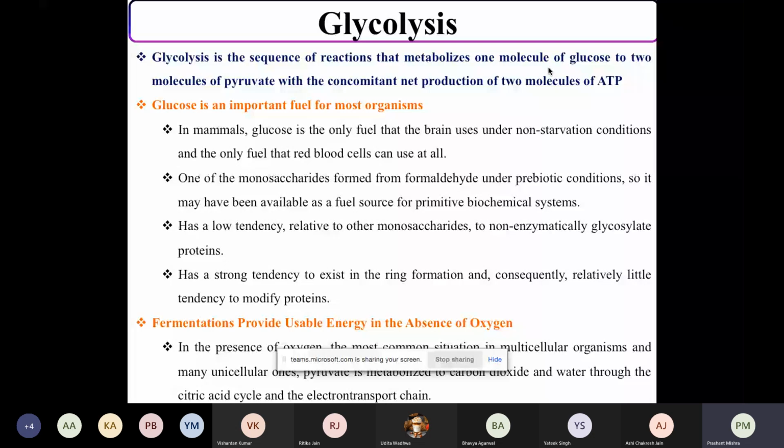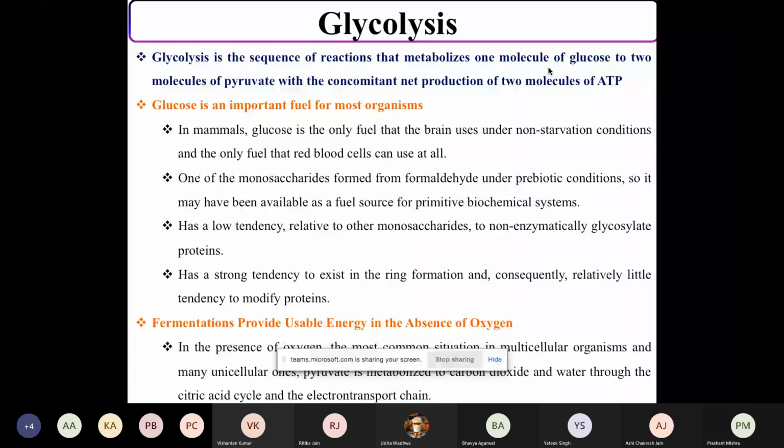Glucose has been chosen probably because it has a low tendency, compared to other monosaccharides, to non-enzymatically glycosylate proteins. What does it mean? It means that normally you have learned that a protein can form a bond with a glucose molecule. There are many such reactions where glycosylation becomes important in the cell. Glycosylation means a carbohydrate unit binding with the protein molecule.